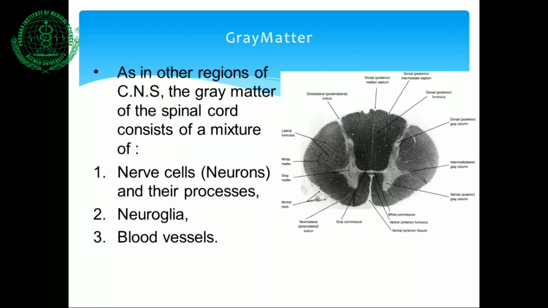The grey matter of the spinal cord consists mainly of neuroglia and nerve cells or neurons. The neurons lying in the grey matter are sensory neurons, motor neurons, Golgi type neurons and blood vessels. These are the constituents of the grey matter, which lies adjacent to the central canal. This is the central canal. Here this is the grey matter and peripherally the white matter of the spinal cord.